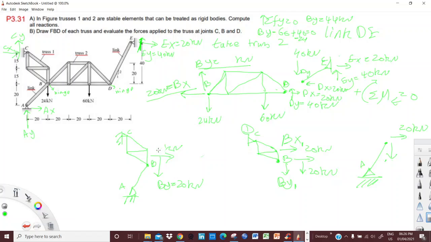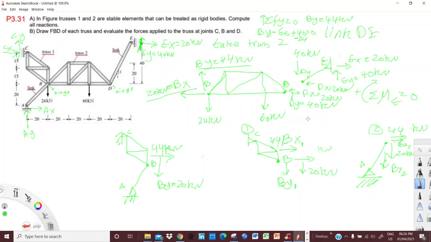So it will be equal to 44 kilonewton. This is going to be changed. So this is going to be 44 kilonewton, and to the left is going to be 44 kilonewton. This downwards is going to be 44 kilonewton. Same thing, 44 kilonewton, and it's 20 kilonewton. You also have a force. Let's assume this direction bx2 and by2. This is part two.